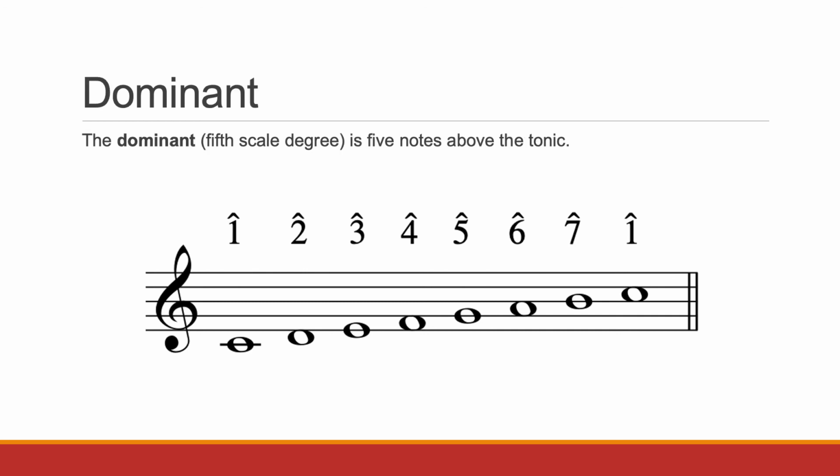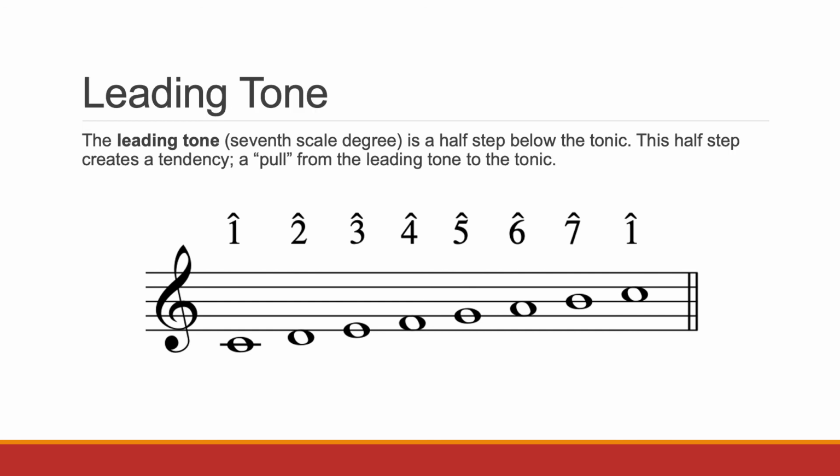The dominant is 5 notes above the tonic. The subdominant is 5 notes below the tonic. The leading tone is a half step below the tonic. This half step creates a tendency, a pull from the leading tone to the tonic.